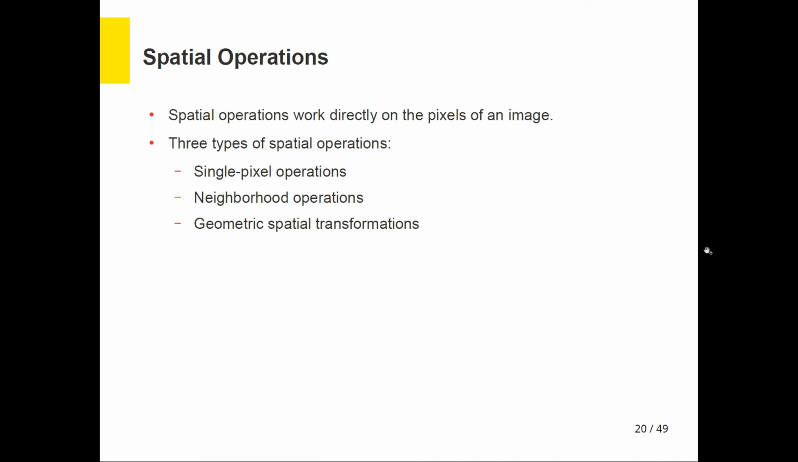So now let's talk a little bit more about the spatial operation. A spatial operation works directly on the pixels of an image, and we can have three different types of spatial operations that we will go through one by one in later slides. We can have single pixel operations, neighborhood operations, and finally geometric spatial transformations.